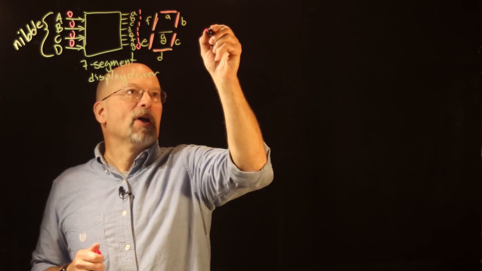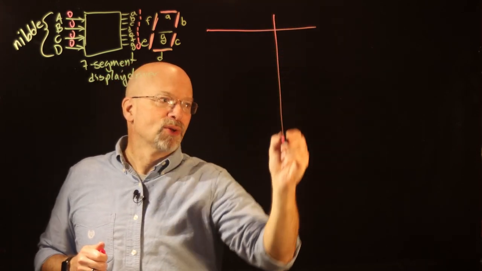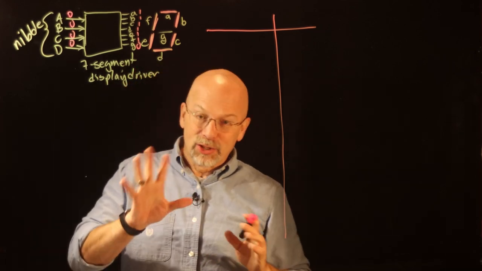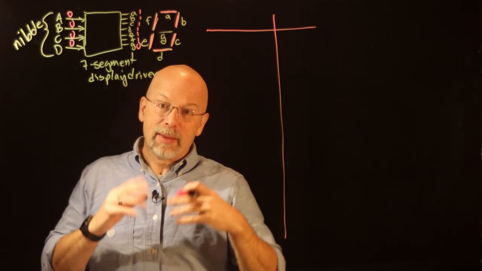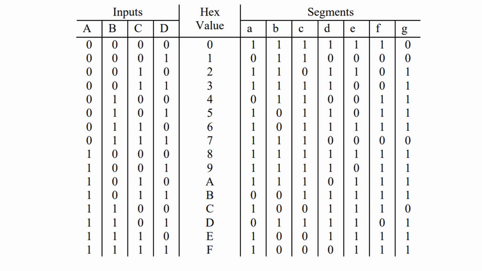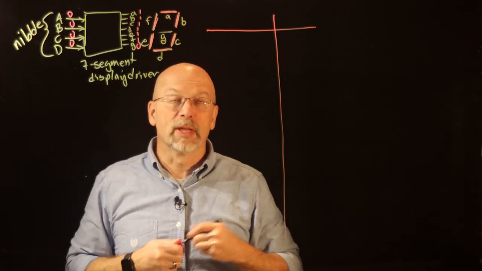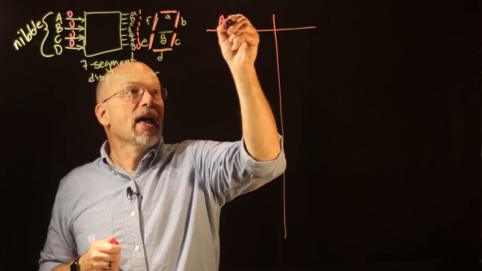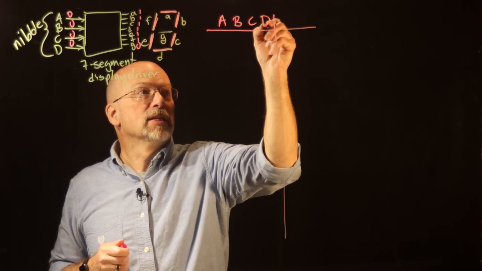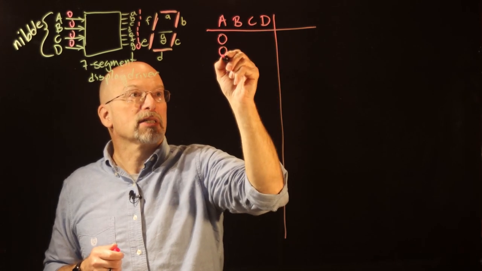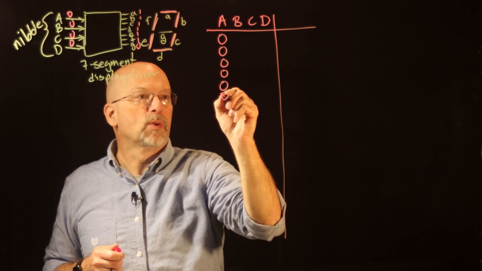Now, for the truth table I'm going to design, I'm not going to do all of the segments. I'll show you a table that has all of the segments, but we're only going to design e. We're just going to pick e and decide whether it's on or off for the different patterns of ones and zeros at the inputs. So we have A, B, C, and D. That's 16 possible patterns of ones and zeros.